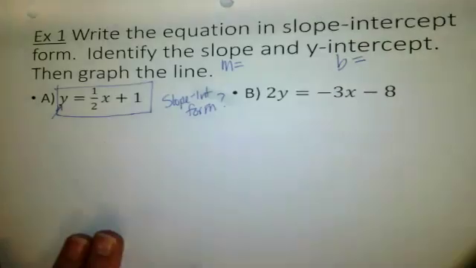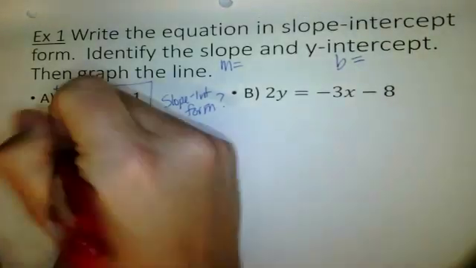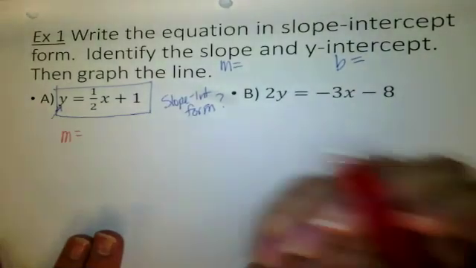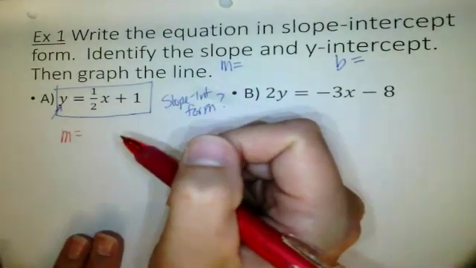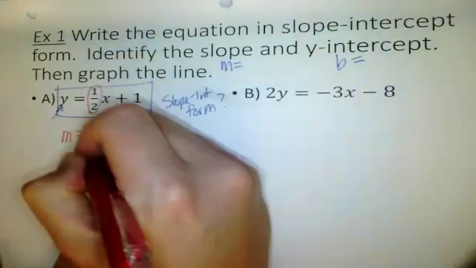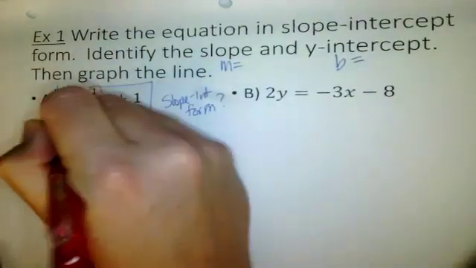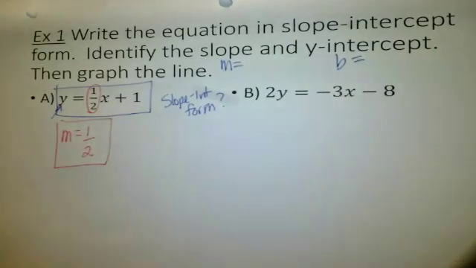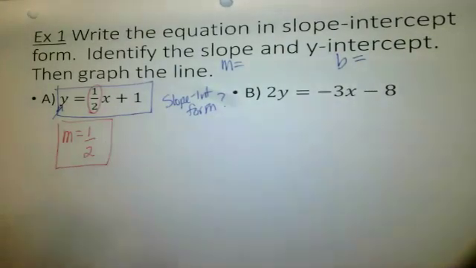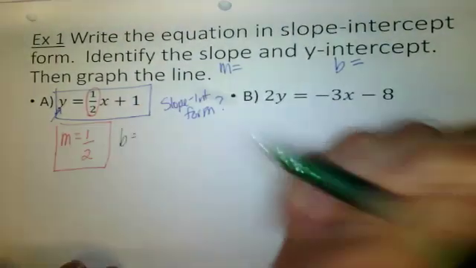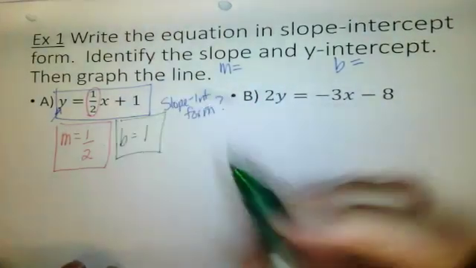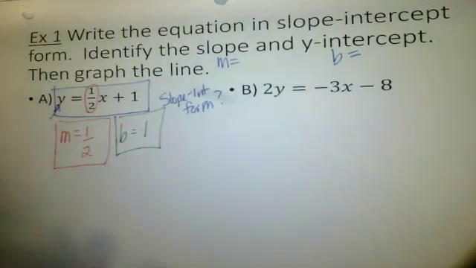And since it's in slope-intercept form, I can easily identify the slope. What's the slope? 1/2. It's the number in front of x. That is the slope, and I don't want anyone to put 1/2 x as the slope. That's not right. The x is a variable. It's not the slope. The number in front. And then what's the b? What's the y-intercept? 1. This is the y-intercept, and that is where we're going to begin.